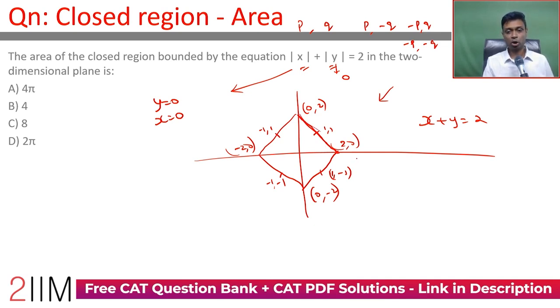So mod x plus mod y equal to 2. This distance is 2. This distance is 2. So this is 2 root 2. Area here is 2 root 2 into 2 root 2. It's a square of side 2 root 2. That is 8 square units.